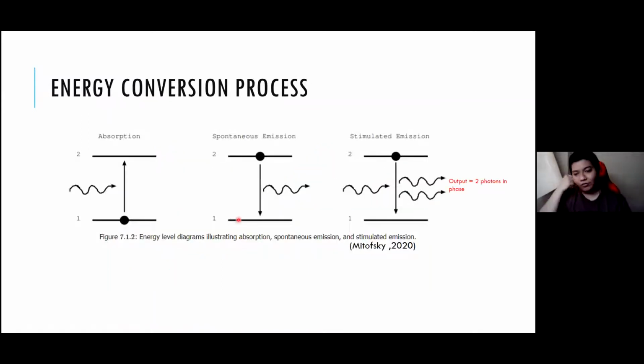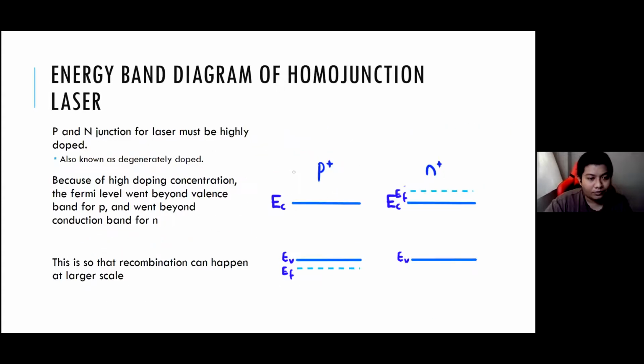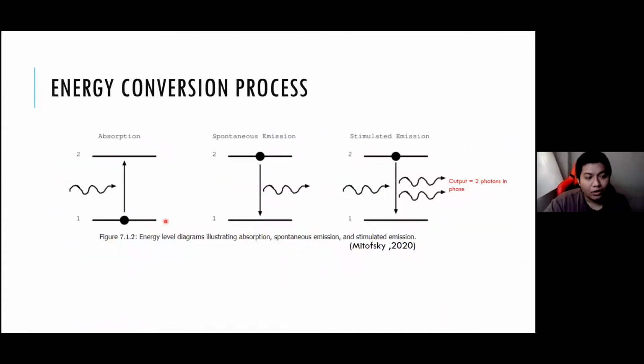So before we move on, there are three main components of the energy conversion process. The first one is absorption. What absorption means is that, for example, if an electron is moving from the valence to the conduction band, then when a photon passes through, it would absorb the photon.